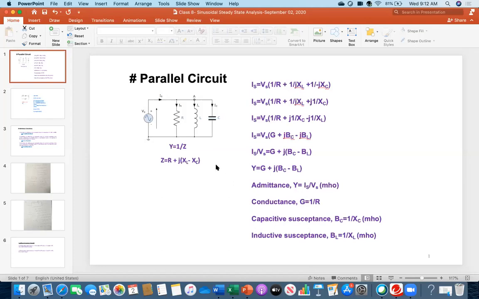Okay, everybody, this is the parallel circuit. There is an AC voltage Vs, and there are three components R, L, and C. All of them are in parallel, and the total current is Is, and each branch has its own current: IR, IL, and IC.